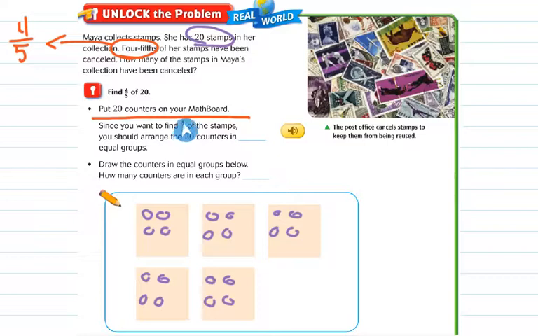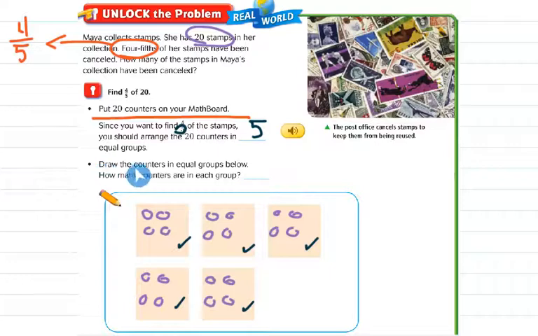Since you want to find 4/5 of stamps, you should arrange the 20 counters into 5 equal groups. And the reason why we are going to arrange them into 5 equal groups is because the denominator, which is telling us how many parts in the whole, says 5. So let's check to see if we have that. 1 group, 2 groups, 3 groups, 4 groups, 5 groups.